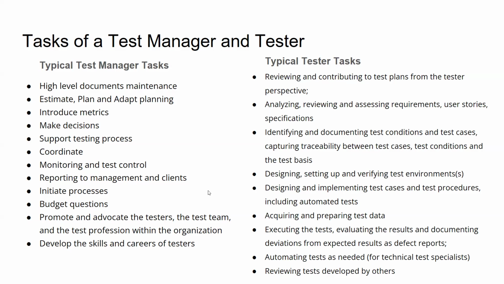Budgeting and everything. And when it comes to the tester, he has to review and contribute to the test plan from the tester's perspective, analyze and review the requirements or user stories or specification, and identify test documentation. So these are all the other things that need to be done during the testing phase. They have to write the test cases, execute them, raise the bugs, and send the status on a daily basis. Those are the things a typical tester has to do.